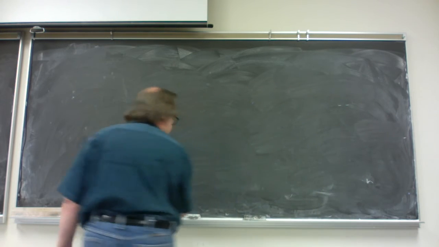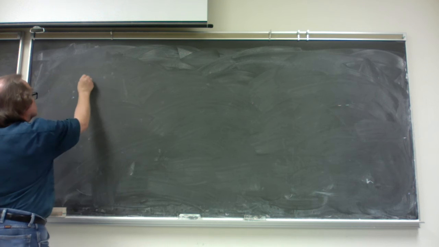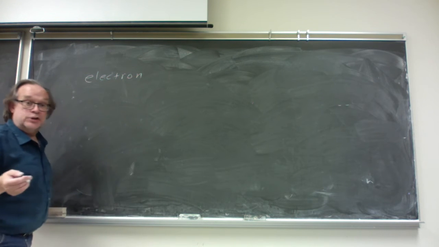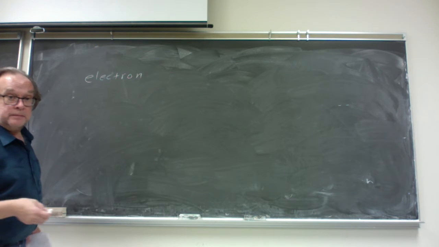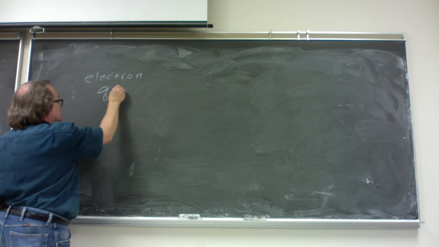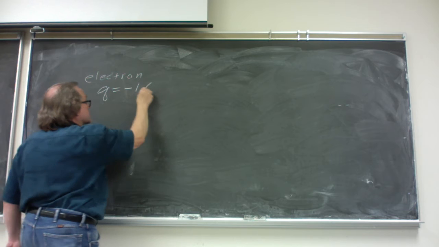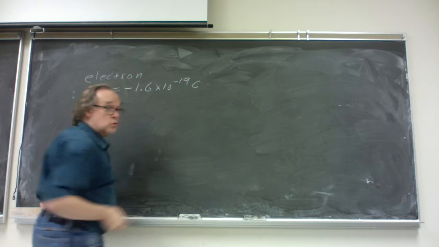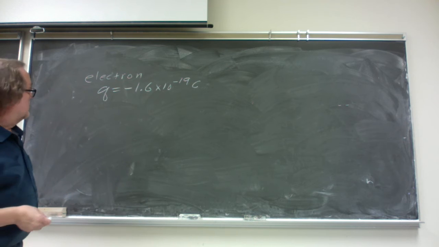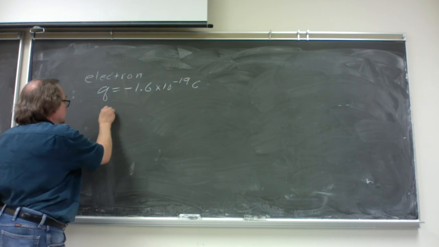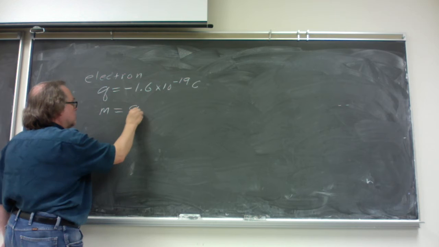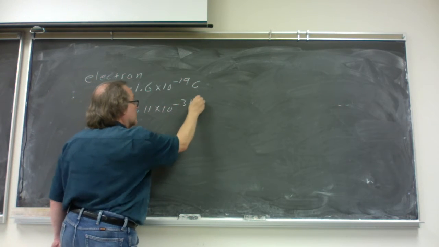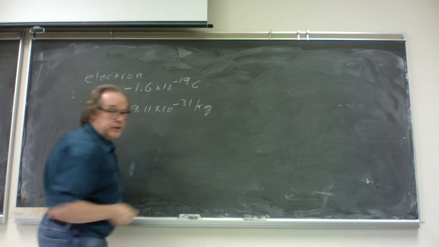Let's think about an electron. A negatively charged particle, and the charge is, to be specific, negative 1.6 times 10 to the minus 19 coulombs. And the mass, really tiny, is 9.11 times 10 to the minus 31 kilograms.